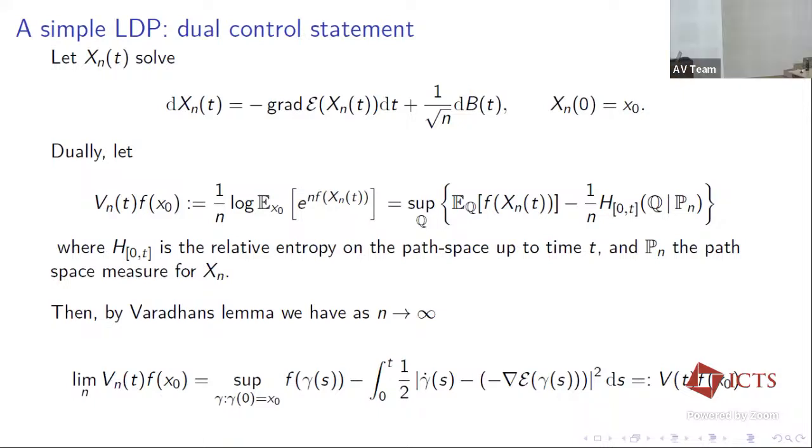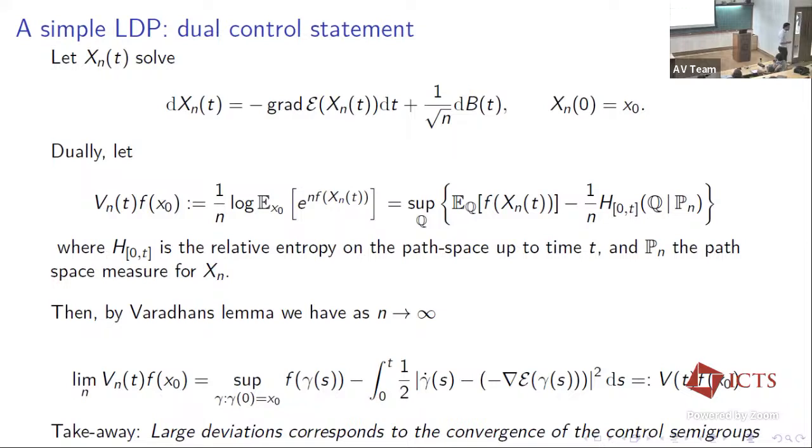And then if you compare the two formulas, they are awfully similar. Right? So here we evaluate at the final time, you subtract the cost. And also here you evaluate at the final time, but of course there's randomness, so you take an expectation and you subtract a path space cost. Yeah, so in a sense, large deviation theory on a path space is corresponding to the convergence of control semigroups.